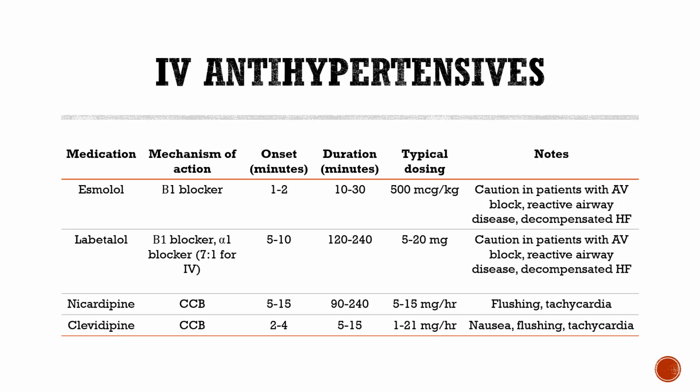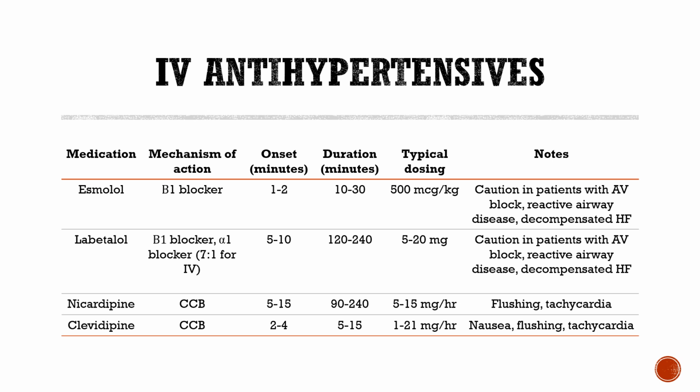So let's discuss some of the IV antihypertensives we can use to treat perioperative and PACU hypertension. On this slide, you see beta blockers such as esmolol and labetalol, and calcium channel blockers such as nicardipine and clevidipine. Labetalol is not a pure beta blocker because it has some alpha-1 blocking activity. The onset of action is much faster with esmolol, and the duration of action is much less with esmolol as well.